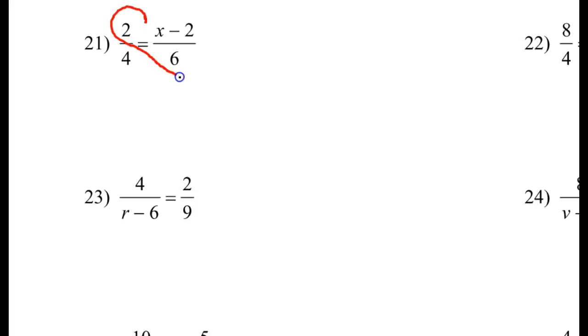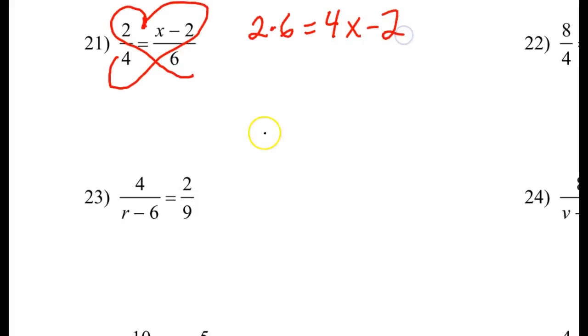Right? I'm just going to keep doing the same thing. So I'm going to multiply 6 times 2, right? On one side. And my other diagonal is going to be 4 times x minus 2. And multiply them together. Now, does that look good? Is that the same thing we've always done? Yeah. Right. So let's go through it as is and see what happens.